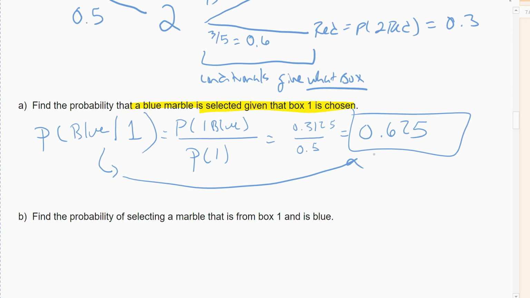So this is a conditional, but it's a conditional that I found from my tree. Alright, so it's one of the ones that was on my tree. Right? So it's given the first event, what's the chance I get the second event?